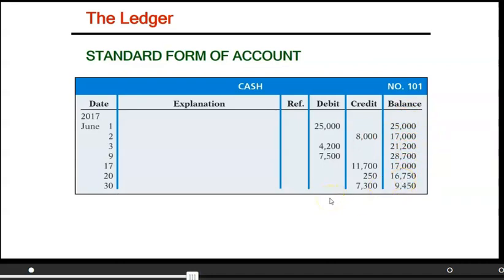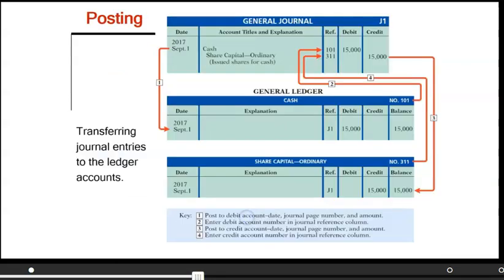So the accounts in the ledger give you the current balance of each account that you're using in your accounting records. Now we transfer it from the general journal to the ledger. First transaction was a debit of cash, $15,000. Recall cash is 101. So we go and get the card, cash 101, and we say September 1st, coming from general journal page 1, up here, J1, a debit of $15,000. So the balance is $15,000.